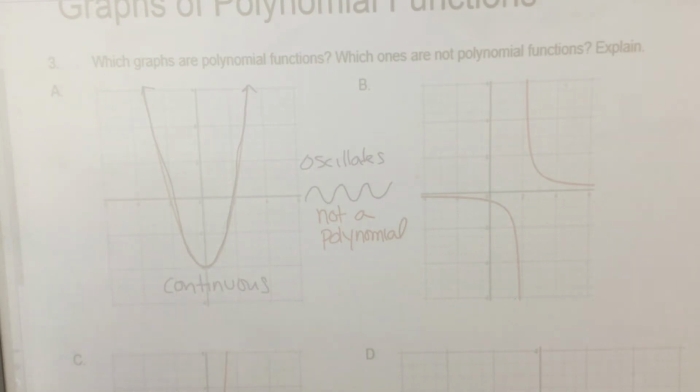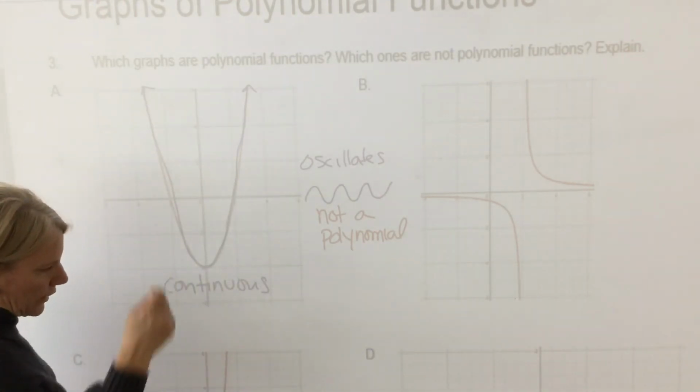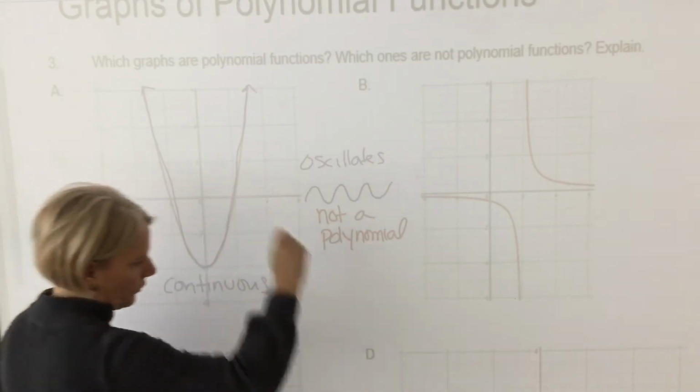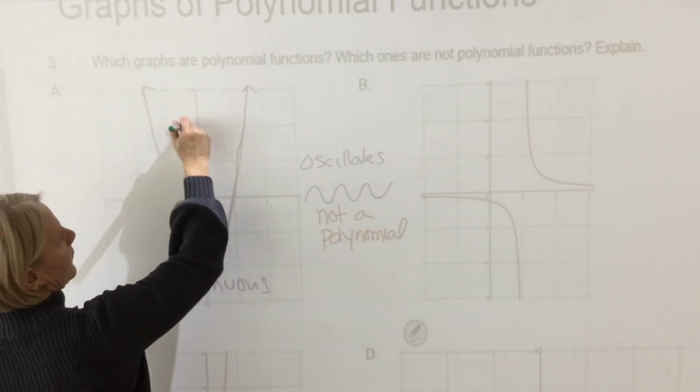So what you can do is just think about it: is it continuous? Can I put my pencil down? Since this is continuous, I never had to lift my pencil as I traced the whole thing. It's continuous and it doesn't oscillate. So this one is a polynomial.